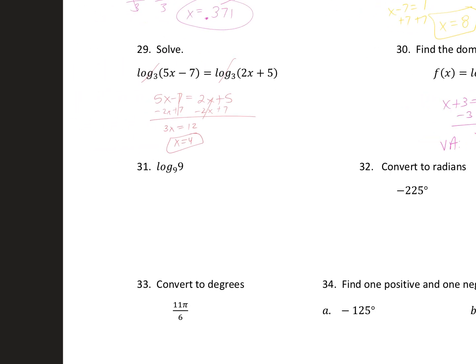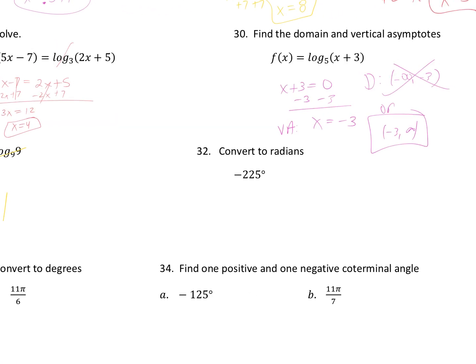Everybody right now, what's the answer to 31? Come on. Everybody? 1. Log 9 of 9 cancels. All right, that was chapter 3. What chapter are we moving on to now?